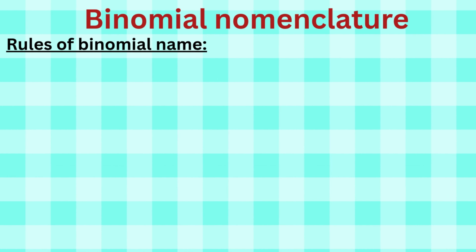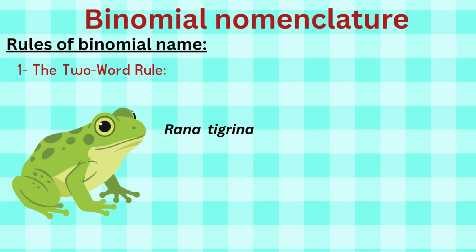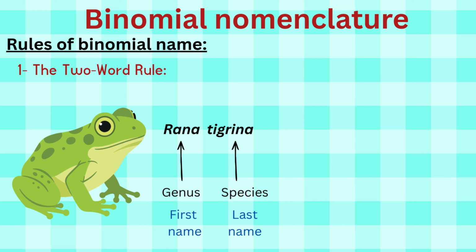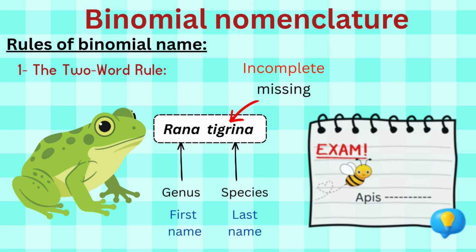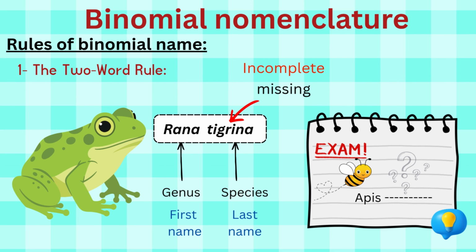Rule number 1. The two-word rule. Every scientific name must have exactly two parts, a genus and a species. Think of it like a first and last name. For example, the common frog is Rana tigrina. Missing one word makes the identity incomplete. Students often forget the second word. Remember, a single word is just a genus, not a scientific name.